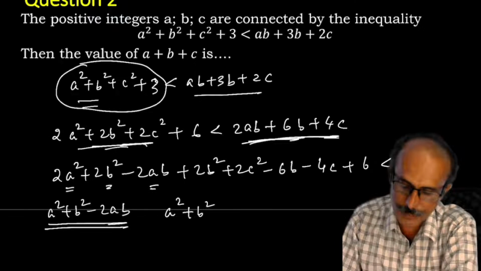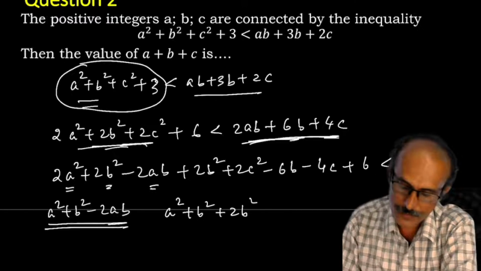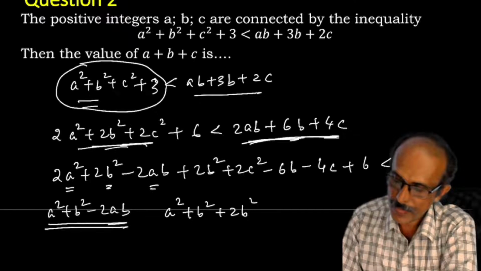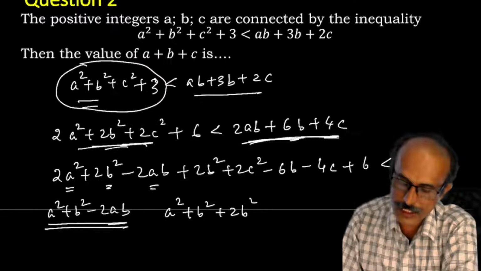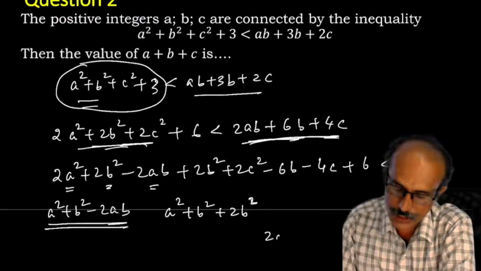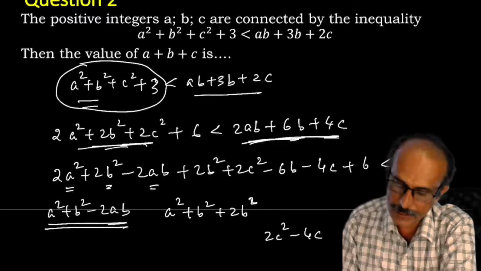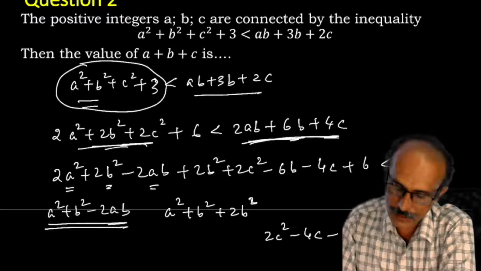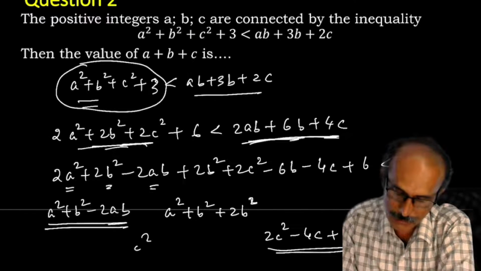Yeah, so 2b square is present there. Then the c square term looks like this. So we look at the c square term, 2c square is there, minus 4c is there, plus 6 is there. So we can look for a square for this. So 2c square minus 2c. So we can see it like this. c square minus 2c plus 1, if you have, we get a square.